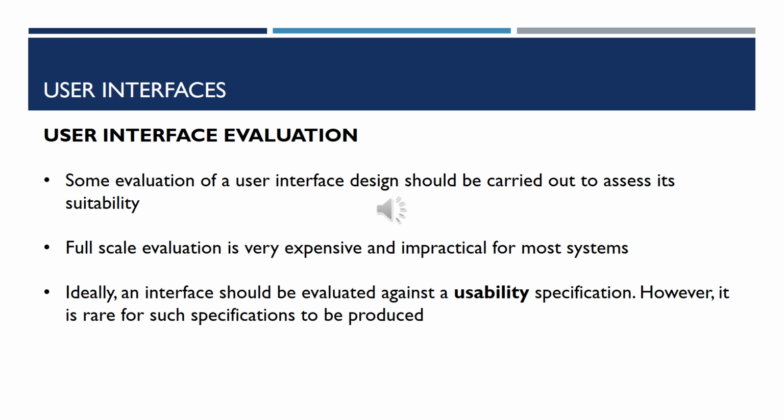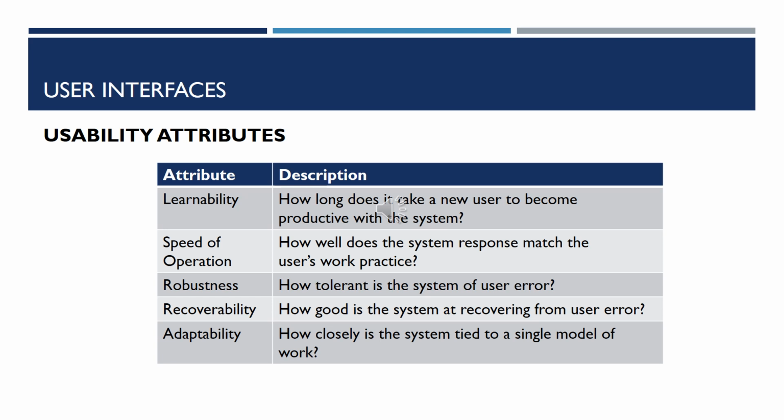Ideally, an interface should be evaluated against a usability specification. However, it is rare for such specifications to be produced. Usability attributes. First attribute is learnability. How long does it take a new user to become productive with the system? This means that your system should be easy to understand and not too demanding or intimidating to use.